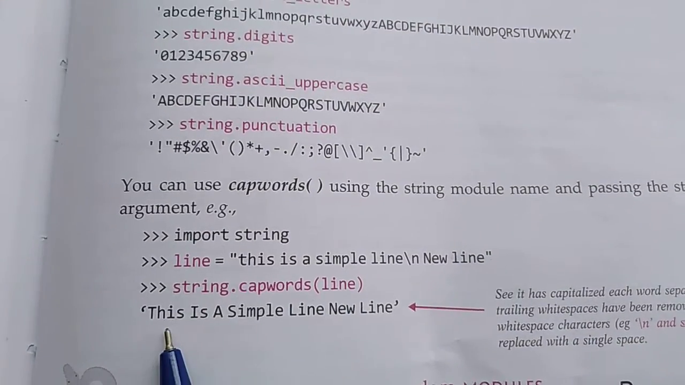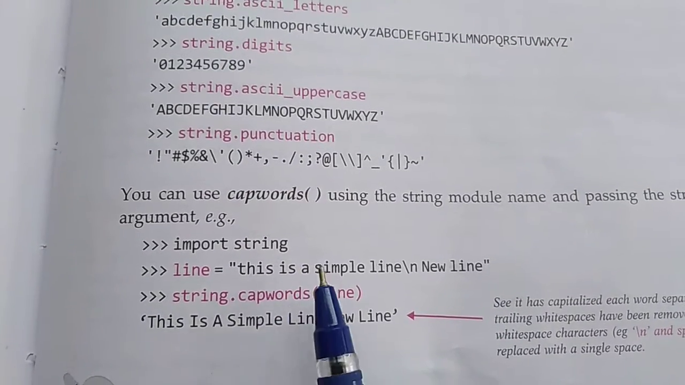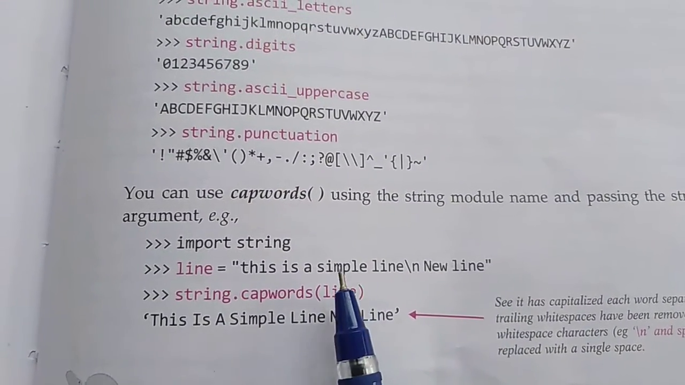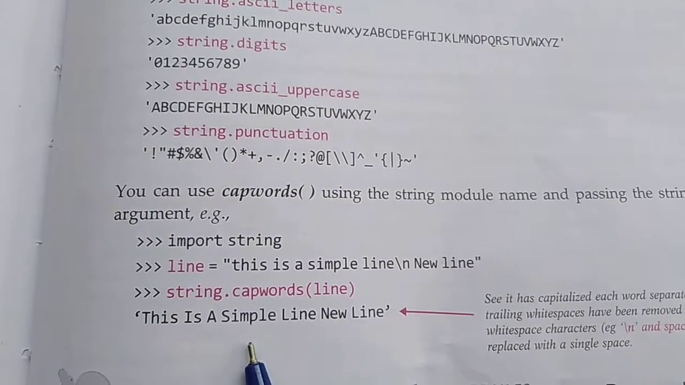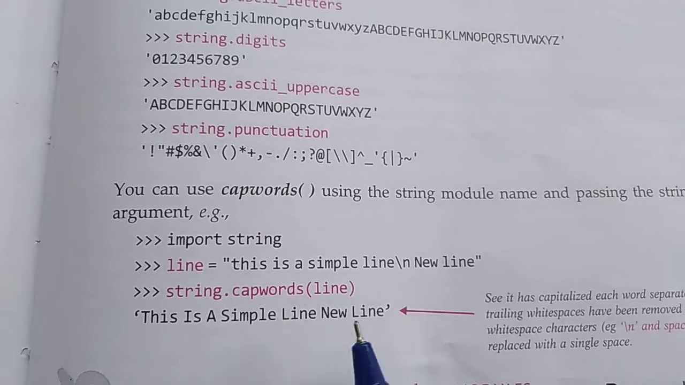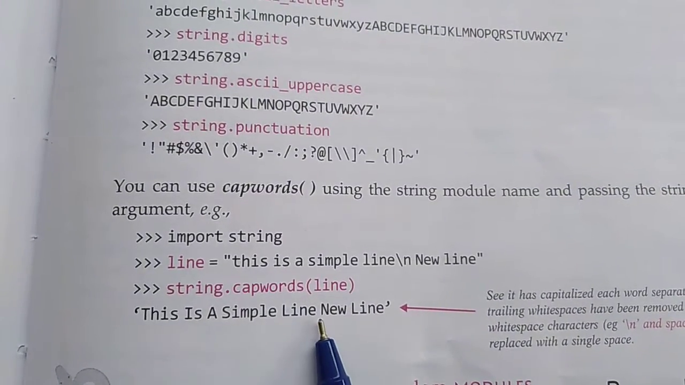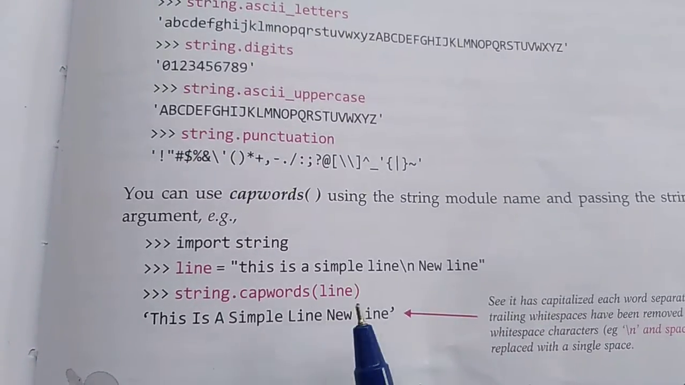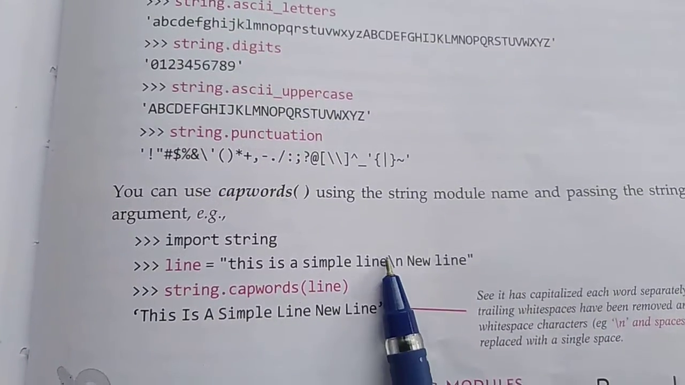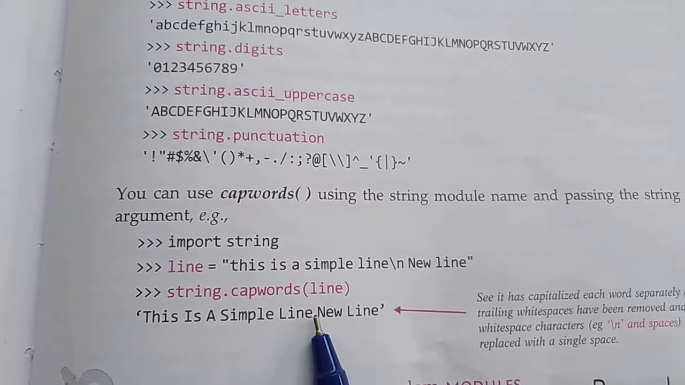Now you get the result with each word capitalized: T, I, A, symbol S, line L. Here the backslash n, other than the space of the other line, if we do not specify a separator, everything will be treated as a single space. It will not go to the next line. It treats that separator also as a single space.